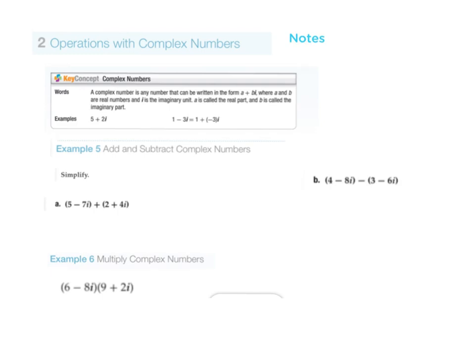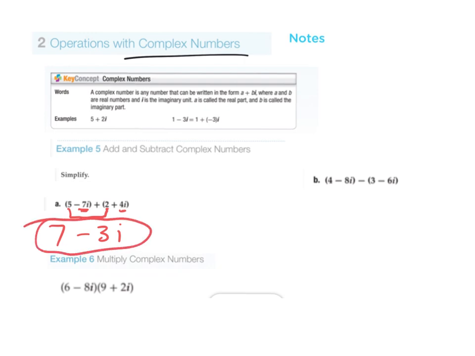Adding and subtracting complex numbers is just like adding and subtracting with any other letter. So what we're going to do is add like terms. If I'm adding 5 and 2, because they're like terms, I get 7. And if I add a negative 7i to a positive 4i, I get a minus 3i. We can't add these together or subtract them, so our answer is just that.